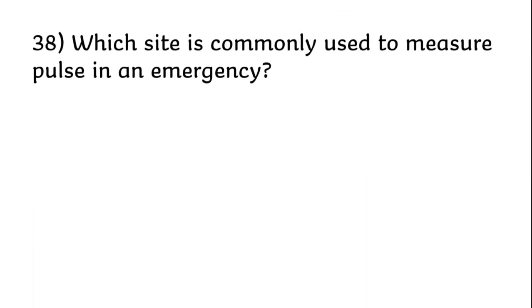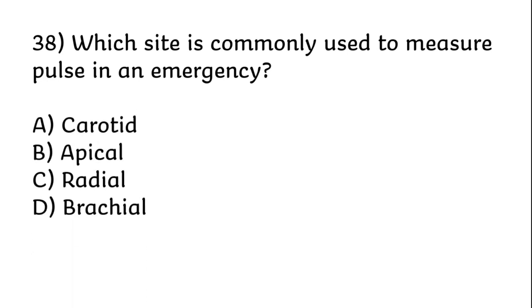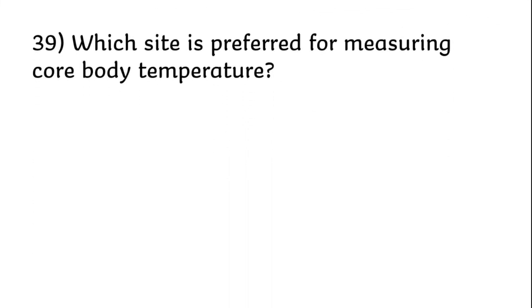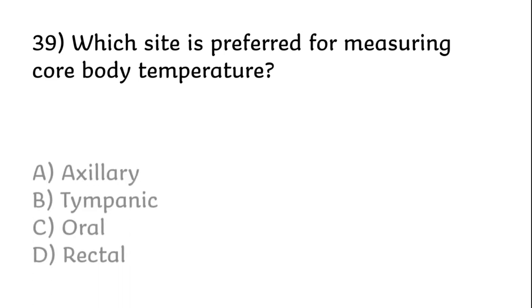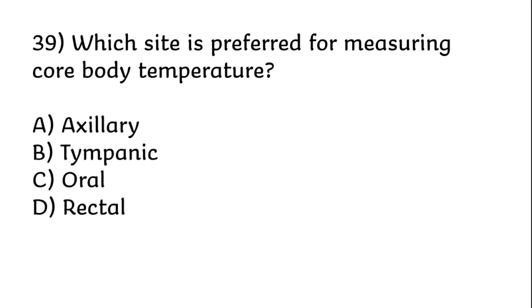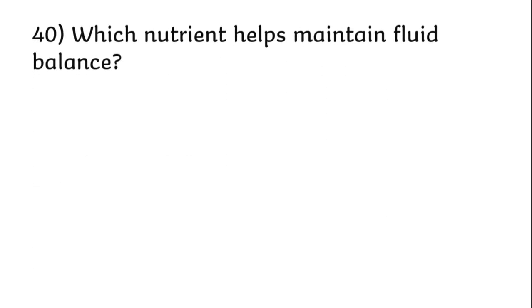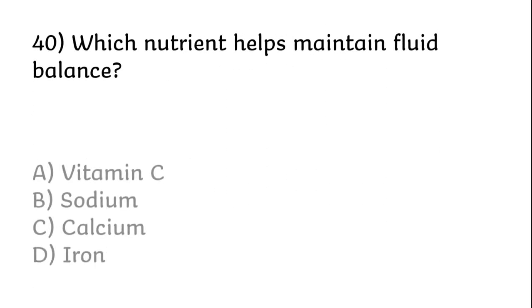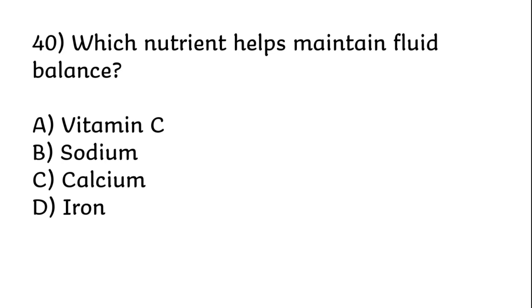Which site is commonly used to measure pulse in an emergency? Carotid, apical, radial, brachial. Correct answer is option A, carotid. Which site is preferred for measuring core body temperature? Axillary, tympanic, oral, rectal. Correct answer is option D, rectal. Which nutrient helps maintain fluid balance? Vitamin C, sodium, calcium, iron. Correct answer is option B, sodium.